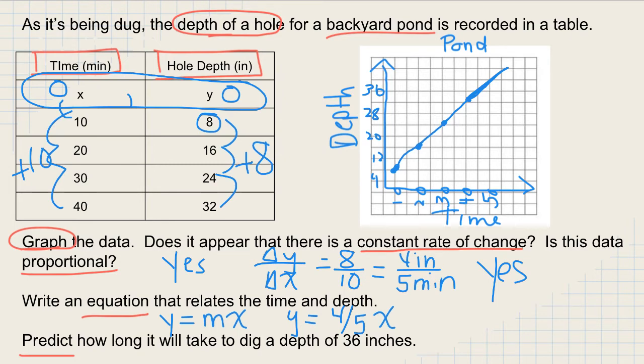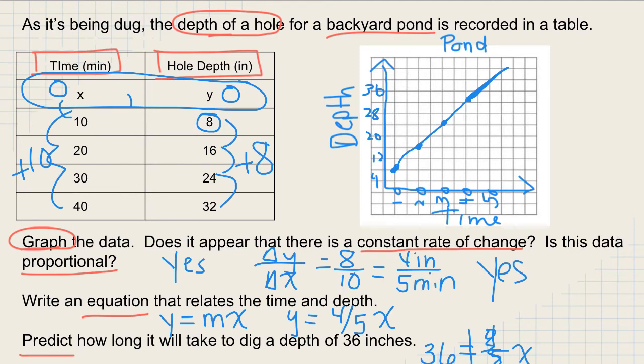So my whole depth is y. I want that to be 36. When will this work out? When I solve this, the opposite of multiplying by 4/5 is dividing by 4/5. Dividing by 4/5. That cancels. X will be at 45 minutes.